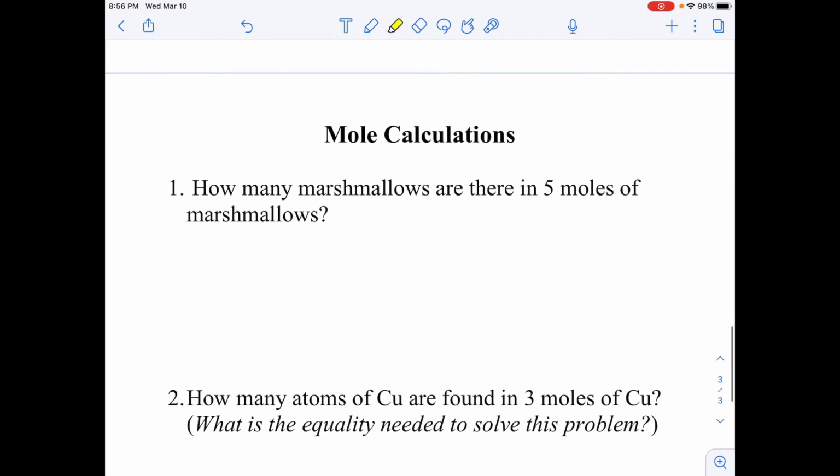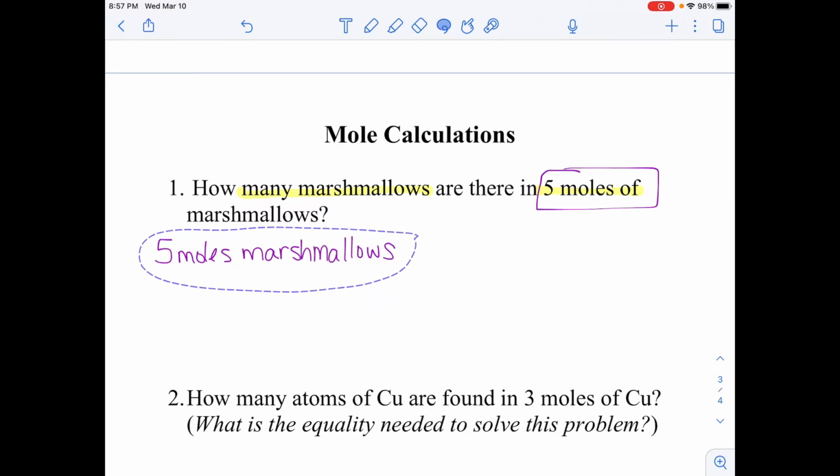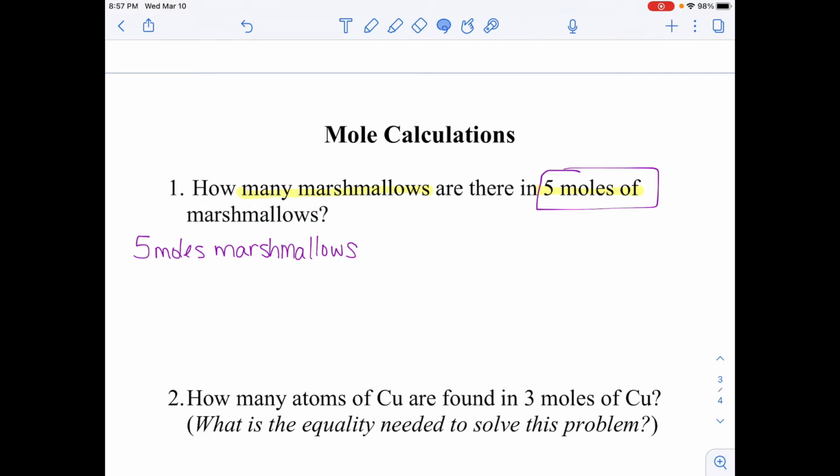Okay, so let's look at some sample calculations here. Okay, and you already know how to use your conversion steps. Remember, you want to use your equalities to cancel out given units and solve for what you're looking for. Okay, so in this problem number 1, it says how many marshmallows are there in 5 moles of marshmallows? Okay, so you have to think of what we're starting with here. What's our given? Okay, and our given is 5 moles of marshmallows. Okay, and we want to know the quantity, how many marshmallows there are.